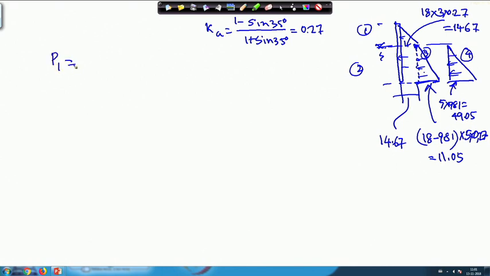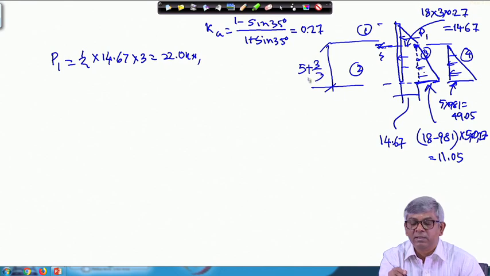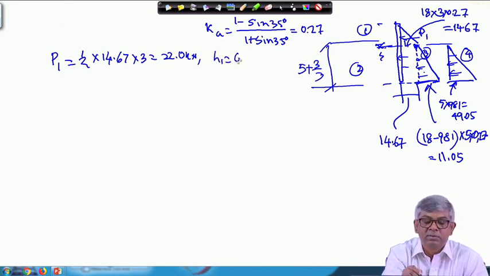P1 will be how much? Half multiplied by base, 14.67, multiplied by height, 3. So P1 will be equal to 22.0 kilonewton. And H1 means what? If I consider this triangle, P1 will be acting somewhere here. It is 3 meter, that means 1/3 from here, so 1 meter from here. At the base, it will be 5 meter plus 3 by 3. So H1 will be equal to 6 meter.